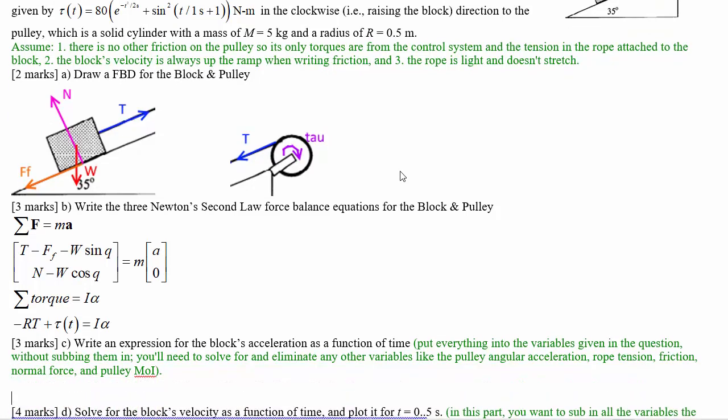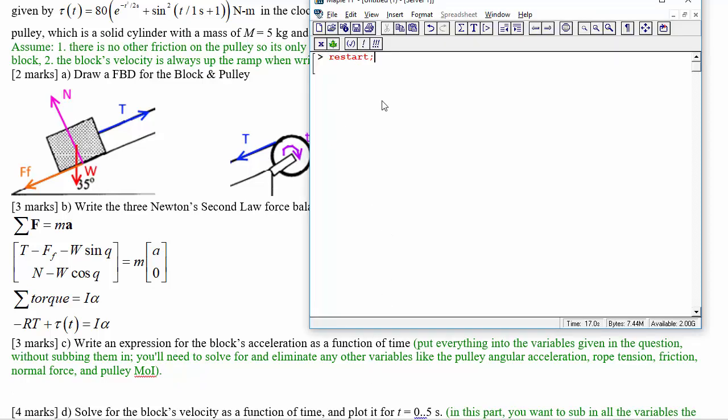Next thing we're going to need to do is write an expression for the block's acceleration as a function of time. So in other words, solve these equations for the acceleration and put everything else into the variables given in the question without necessarily subbing them in for their values. So now we're going to jump over to Maple to give this a shot, and we're going to type in our equations.